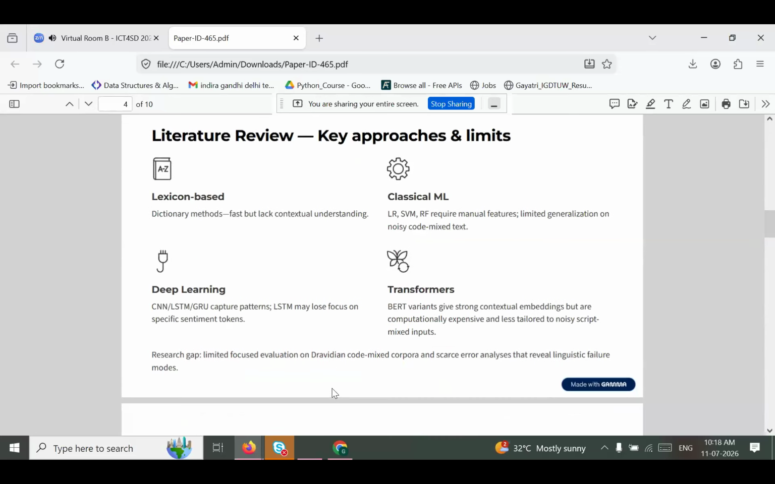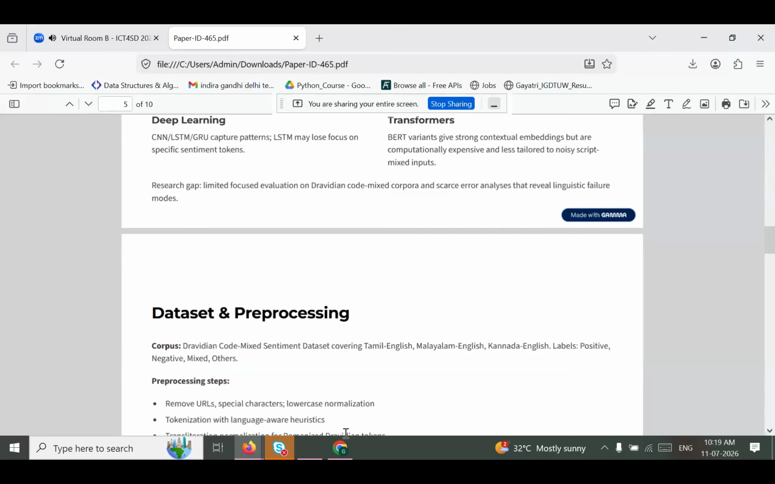So before designing our model, we studied previous research in sentiment analysis. The field has evolved from traditional lexicon based and machine learning approaches like logistic regression, decision tree, random forest to deep learning models such as CNN, RNN, LSTM, and GRU. More recently, transformer-based models like BERT have achieved state-of-the-art performance. However, code mixed text is still challenging because of transliteration, sarcasm, and irony found in the code mixed text.